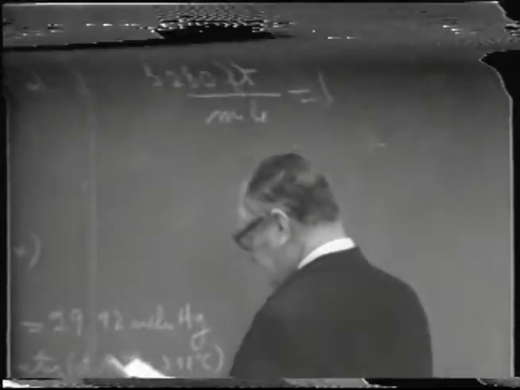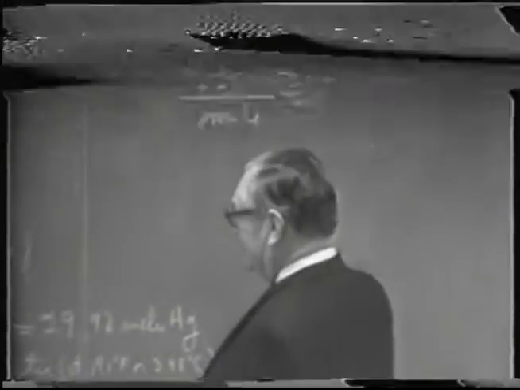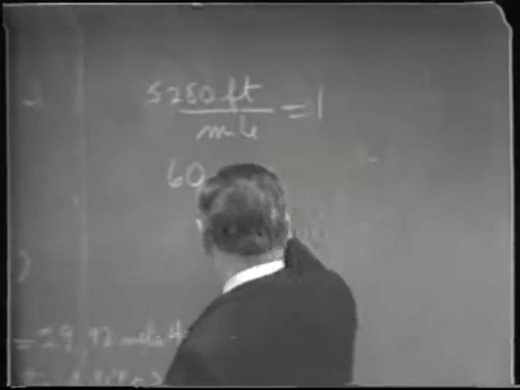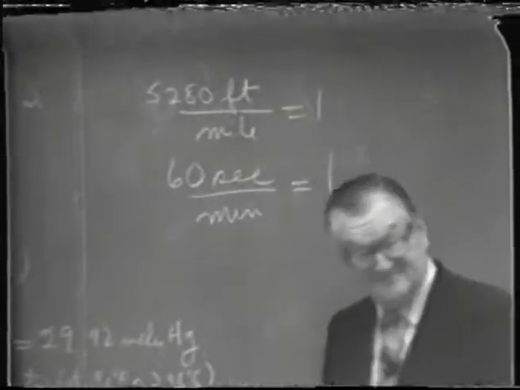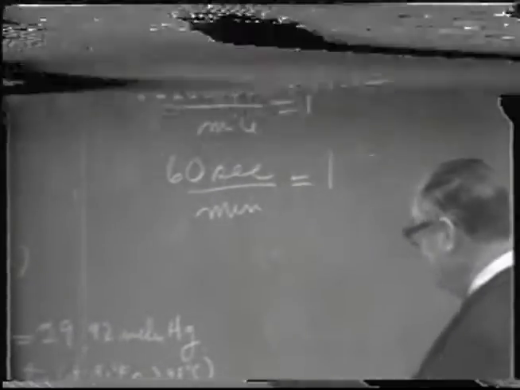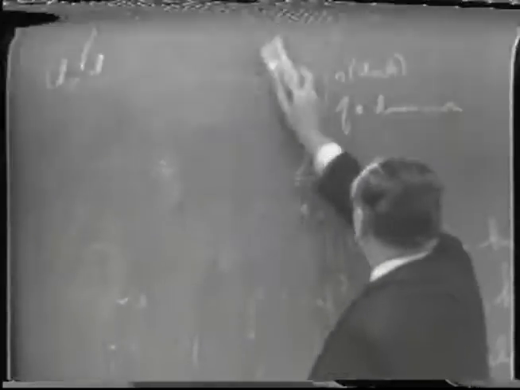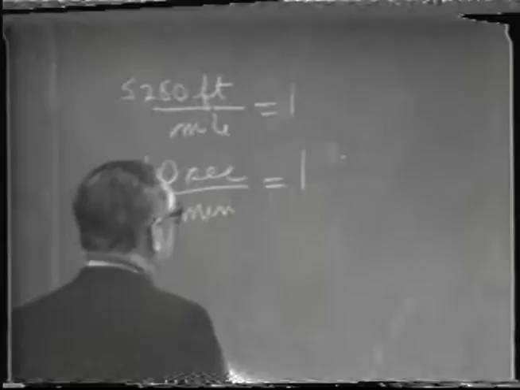Or, I guess I didn't write down here, 1 minute is 60 seconds. So of course 60 seconds divided by a minute is equal to 1. All right, now then, let's just take a couple of examples before we leave this subject. So here's an example.